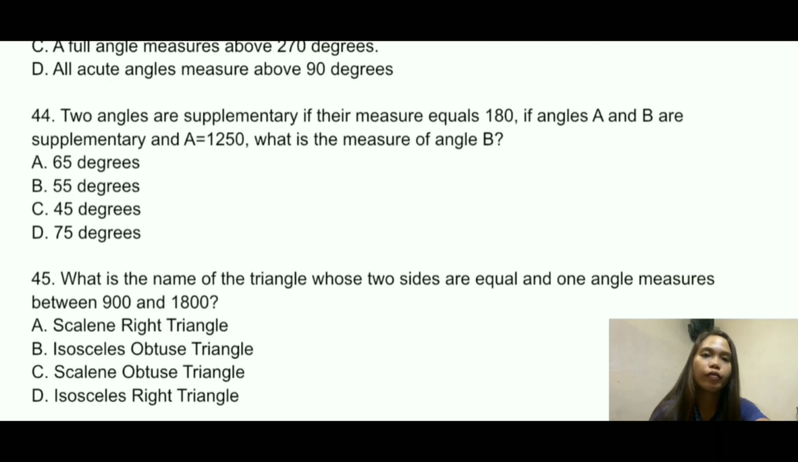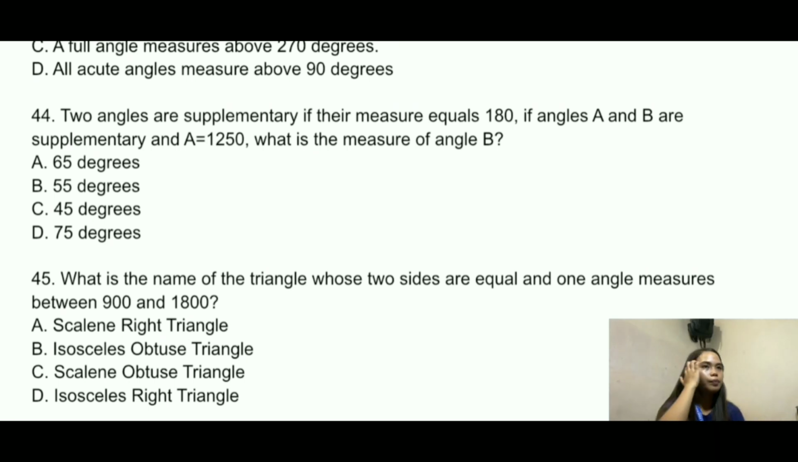And for number 45, what is the name of the triangle whose two sides are equal and one angle measures between 90 degrees and 180 degrees? Letter A, scalene right triangle; letter B, isosceles obtuse triangle; letter C, scalene obtuse triangle; and letter D, isosceles triangle. The correct answer for this item is letter B, isosceles obtuse triangle.